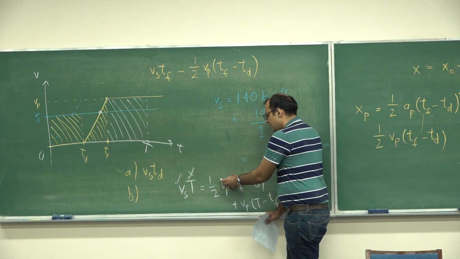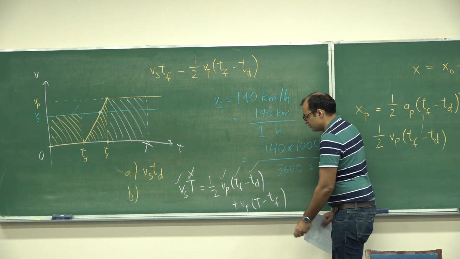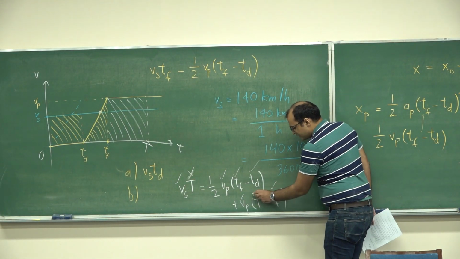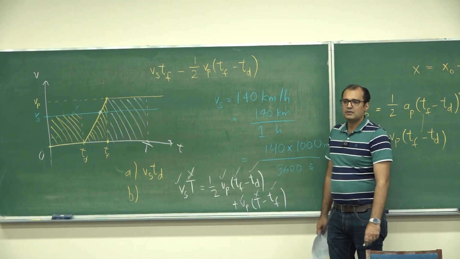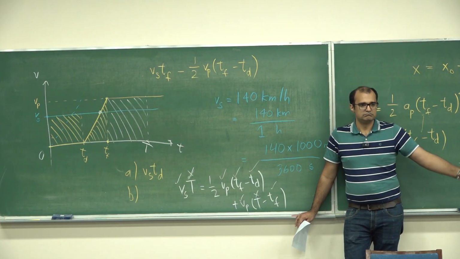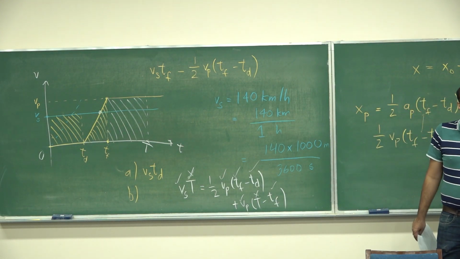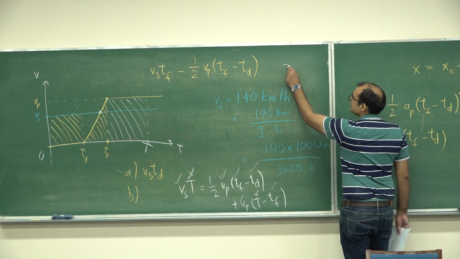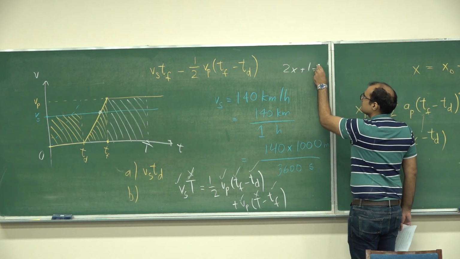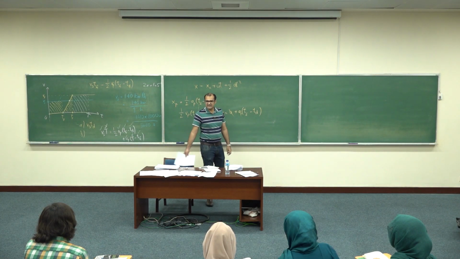Half of course I know. Vp I know, Tf I know, Td I know, capital T I don't know. So there's only one thing I don't know in this equation, and I can solve for that. This is a very simple linear equation, essentially no more difficult than solving for x. It's basically the same thing.